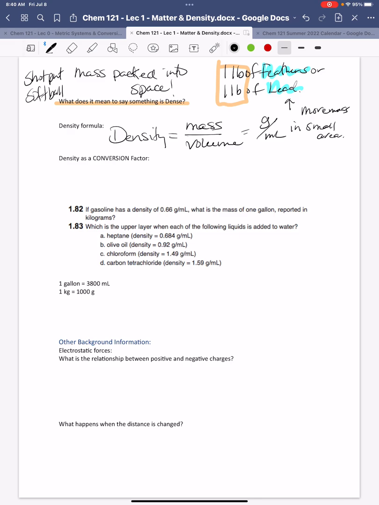It turns out that the density of water is 1 gram per milliliter. And we will actually be using that later on in the quarter to do some calculations and some work.